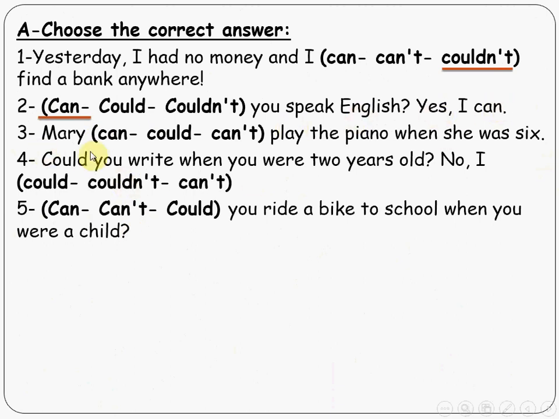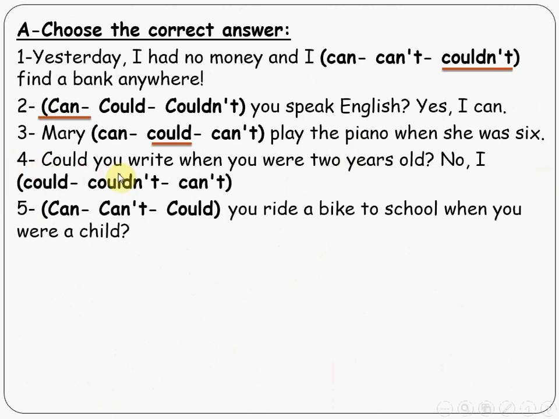Number 3, Mary can, could, can't play the piano when she was 6. When she was 6, we're talking about her ability in the present or in the past? In the past, because here we said when she was 6. So Mary, excellent, couldn't play the piano. Sorry, could play the piano, I'm sorry.